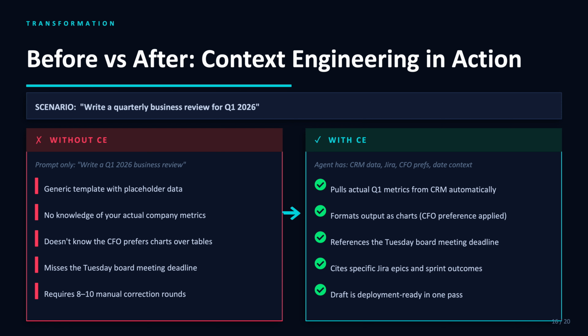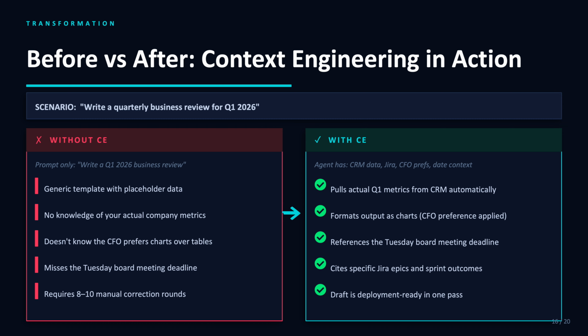Without context engineering, shown on the left. The agent has a prompt and nothing else. It produces a generic template filled with placeholder data. It has no knowledge of your actual company metrics. It doesn't know the CFO prefers charts over tables. It doesn't know about the Tuesday board meeting deadline. The output requires 8 to 10 manual correction rounds before it's remotely usable. That's not an AI output. That's a starting point for a lot of manual work.